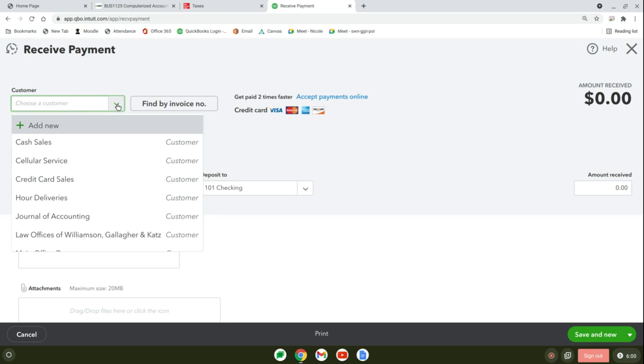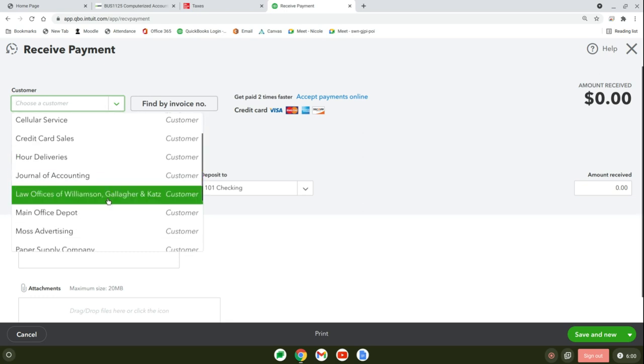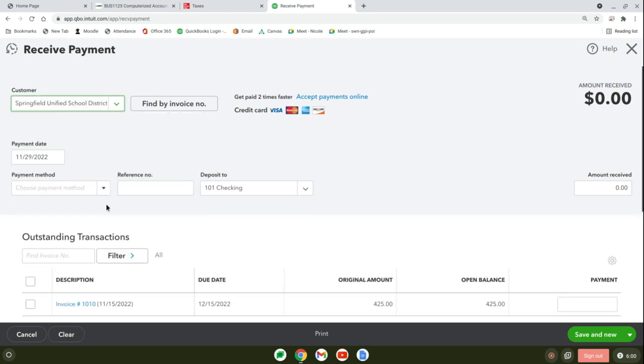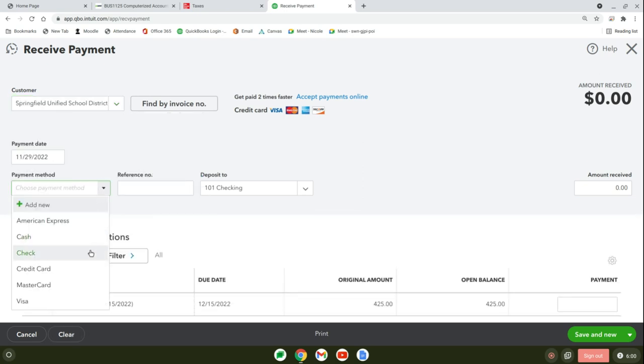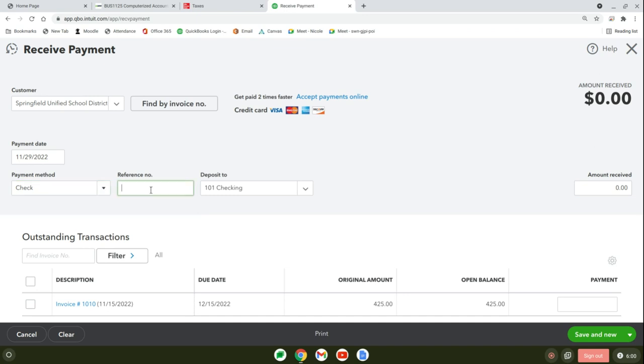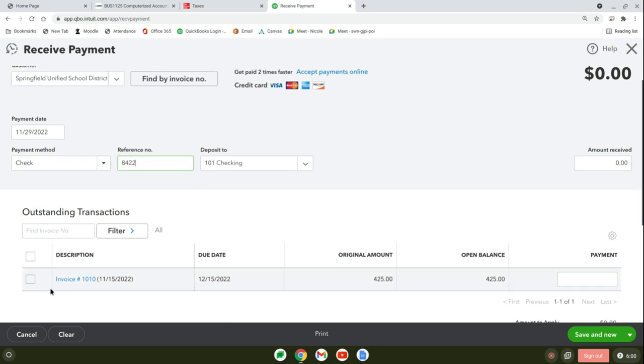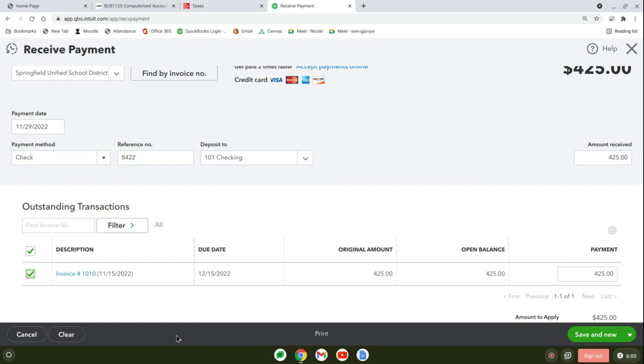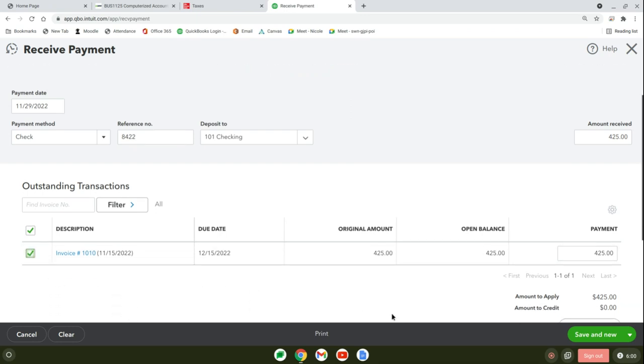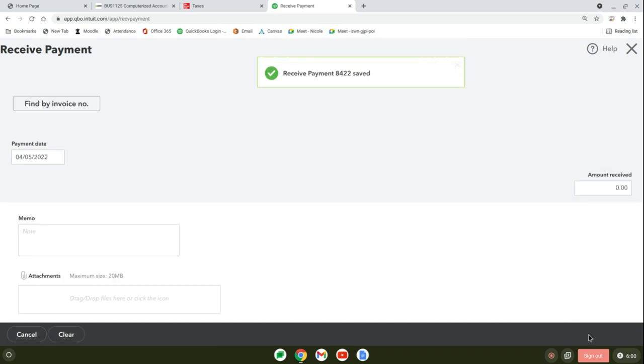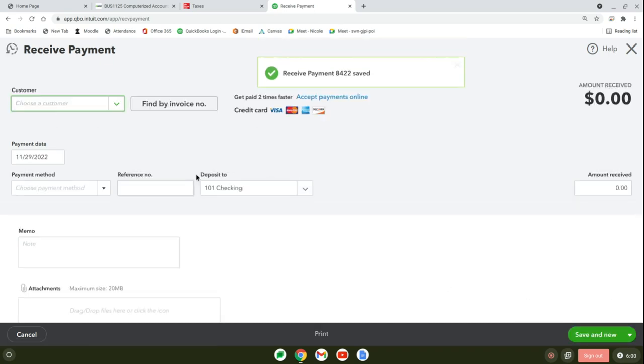This next one is Springfield Unified School Districts. And they wrote a check. It's reference 8422. You're going to come down and you're going to select invoice 1010. Now, obviously, in a real business situation, there probably are several invoices and you need to make sure you're selecting the correct one. But in our circumstance, there's only one. And that was for that $425 invoice that we did.